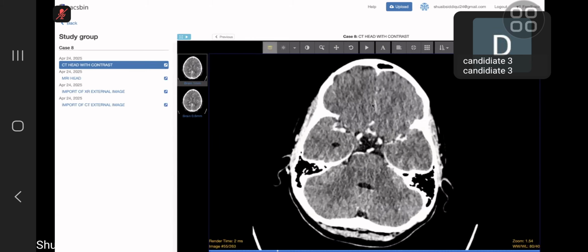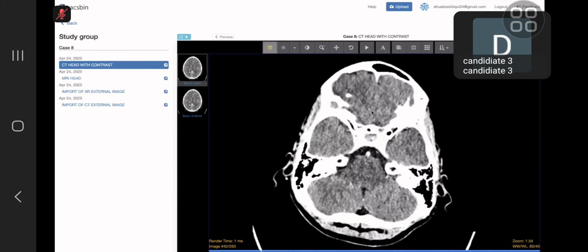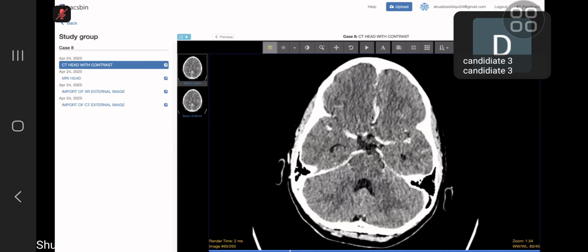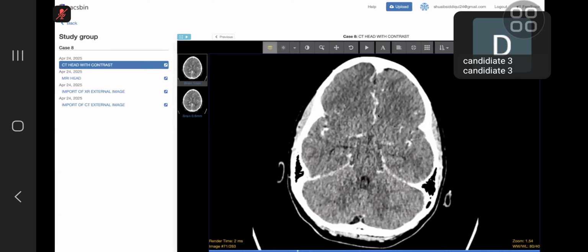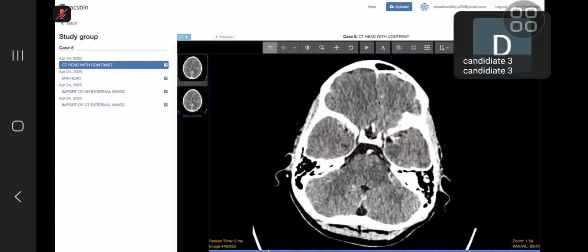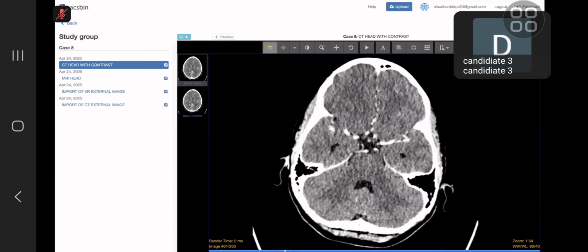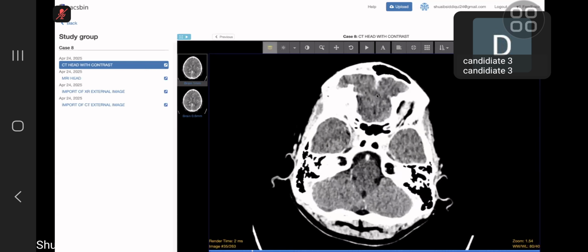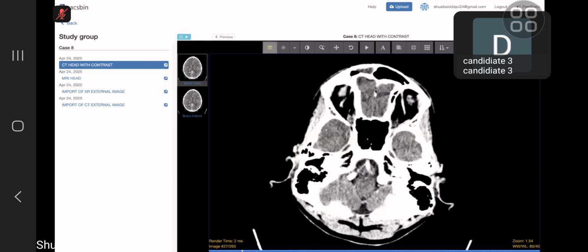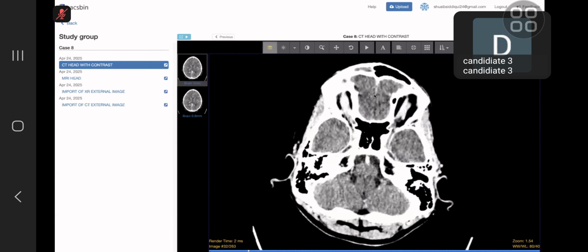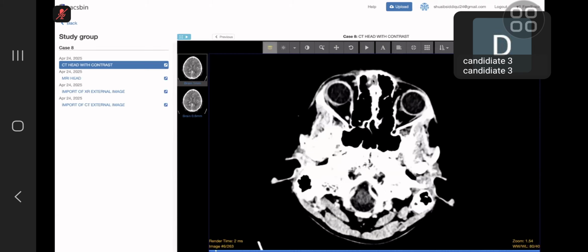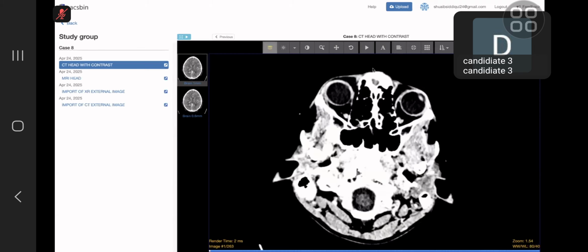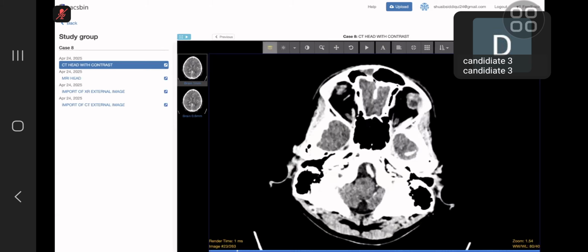It's only with contrast. Okay. I want to have a look because this multiplicity could be inflammatory, could be an infective cause, or metastases. I want to have a look. Okay.